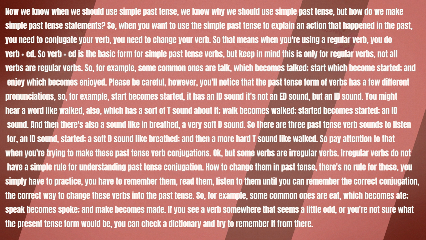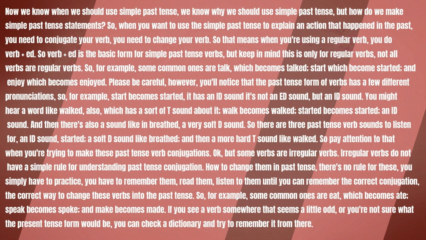You might hear a word like walked also, which has a sort of t sound about it. Walk becomes walked, started becomes started, an id sound. And then there's also a sound like in breathed, a very soft d sound. So there are 3 past tense verb sounds to listen for: an id sound, started, a soft d sound like breathed, and then a more hard t sound like walked. So pay attention to that when you're trying to make these past tense verb conjugations.